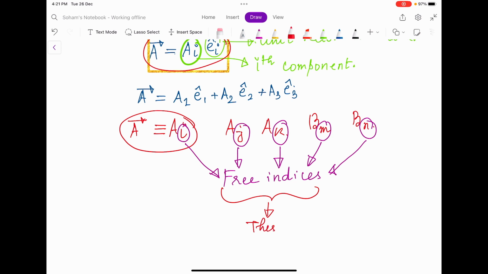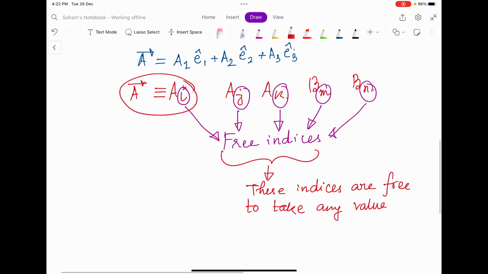These indices are free to take any value out of what? Not any value, 1 2 3. So any free index can take only 3 values. Okay, so free indices means, and the other thing is that there is a rule for free indices.